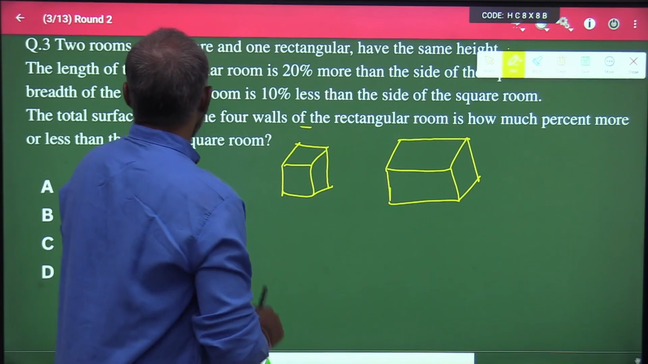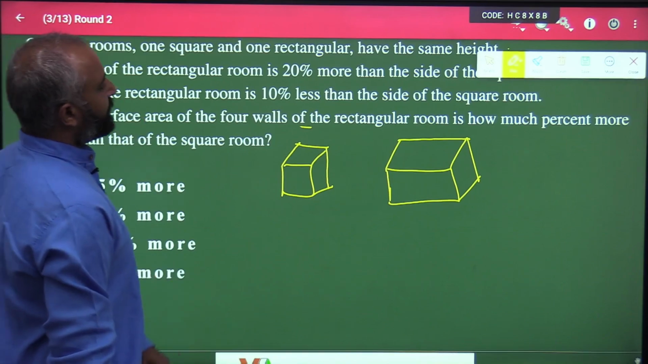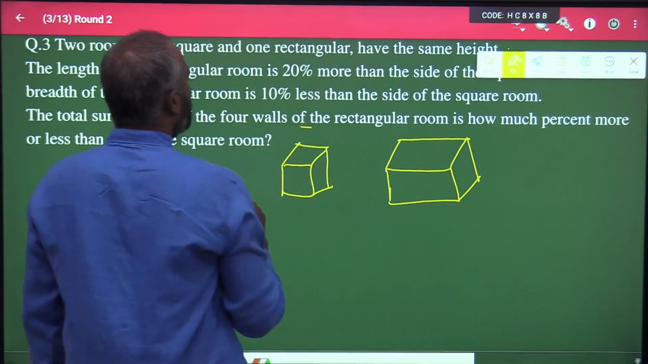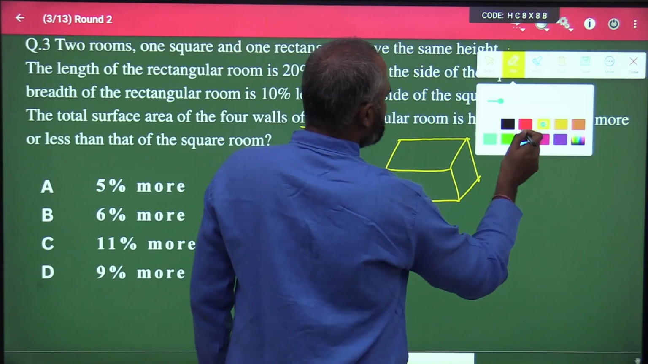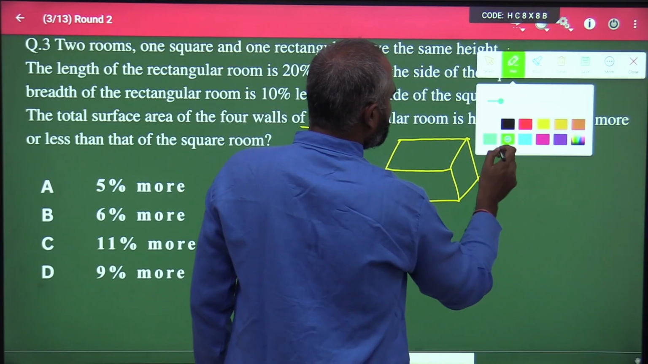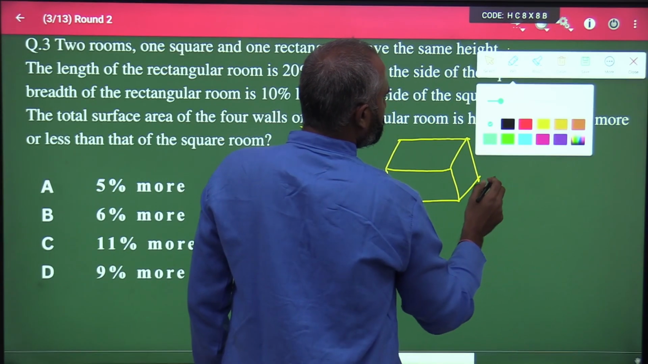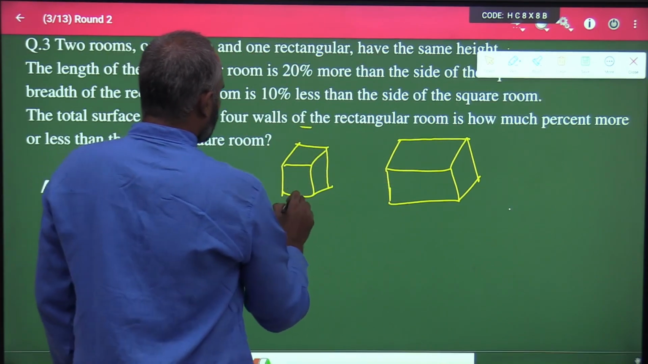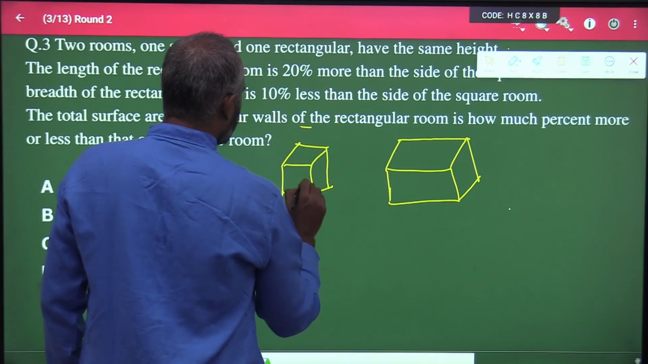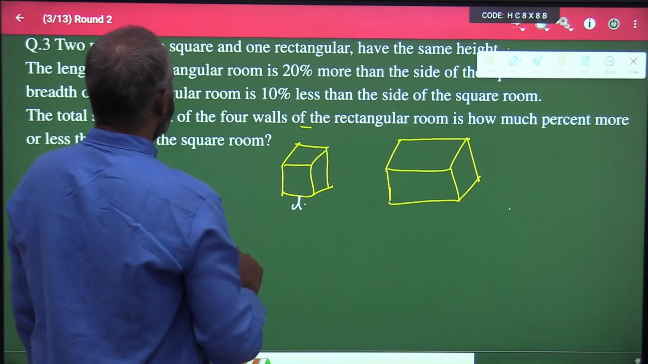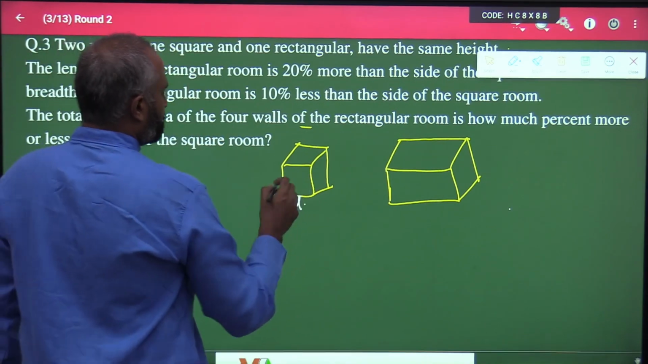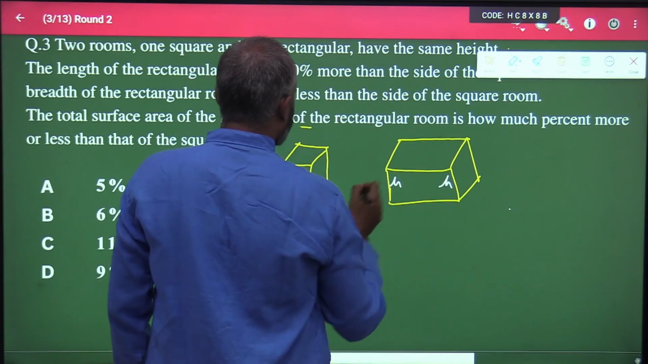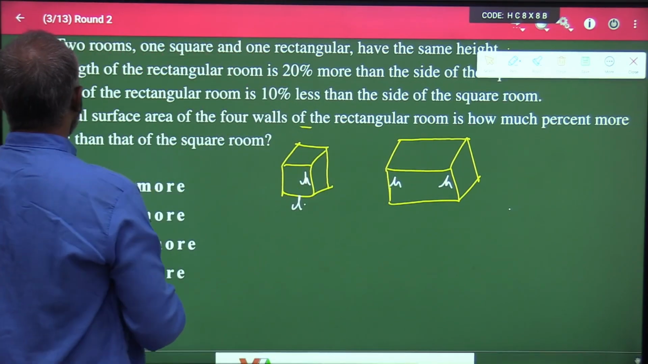Now, the length of the rectangular room is 20% more. So let this be L. The two rooms have the same height. Of course, their height is the same, H. This is a square room. This is a rectangular room.